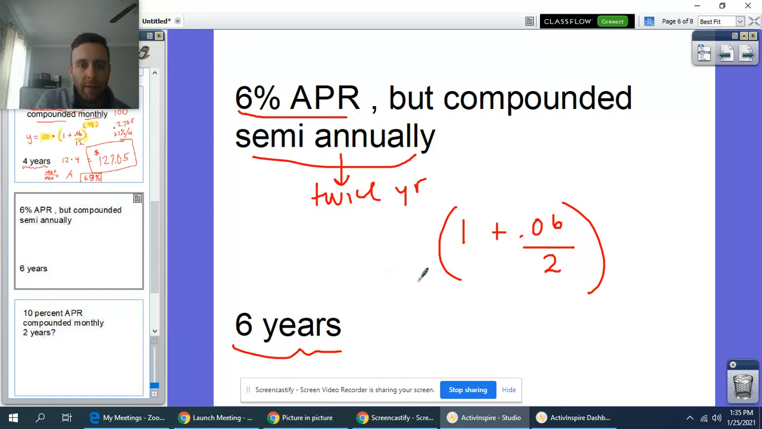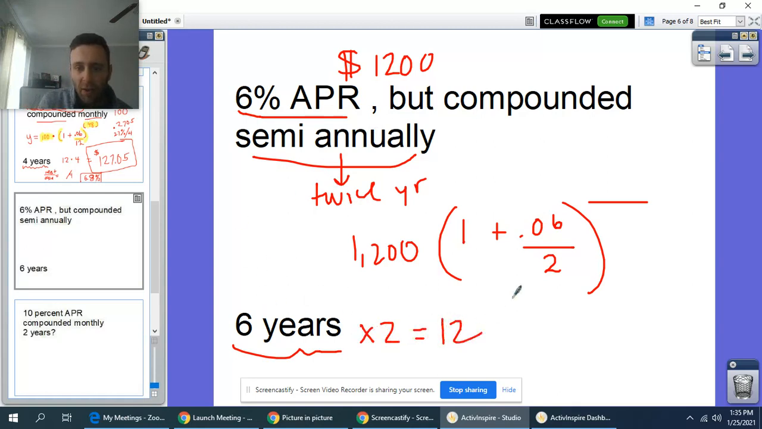Oh, you know what's funny? I actually can't include this as a problem to do because I never told you how much money we were starting with. So for this problem, hopefully what I just did makes sense. Let's say we're starting with $1,200. Now, after 6 years, we have to figure out how many times that could be compounded. So remember, we're compounding semi-annually, so twice a year for 6 years, which means that the number up here is going to be 6 times 2 or 12.